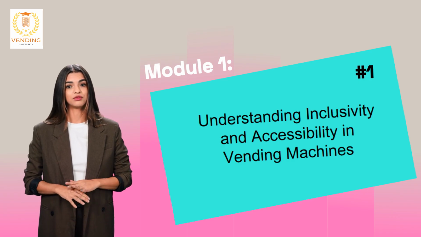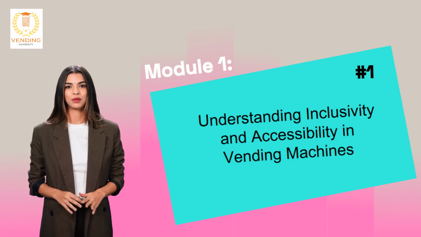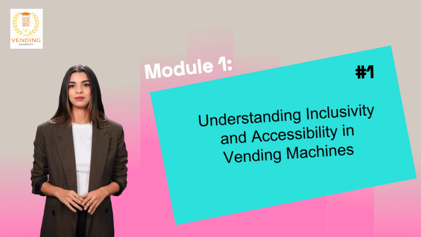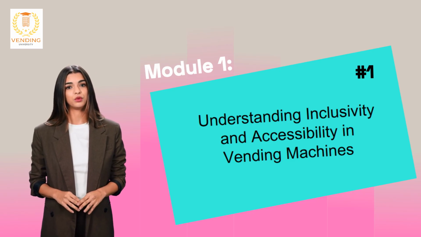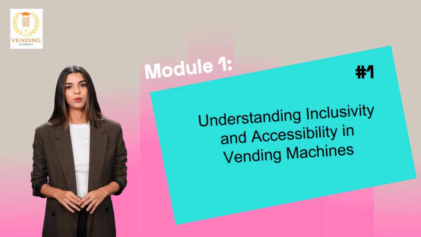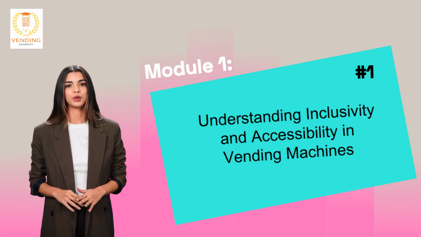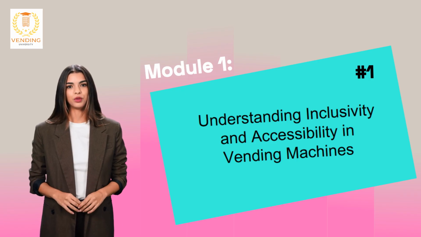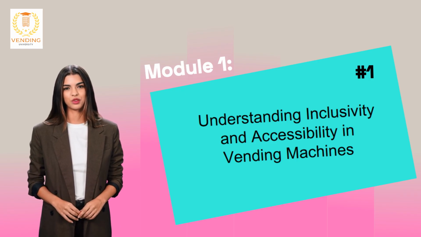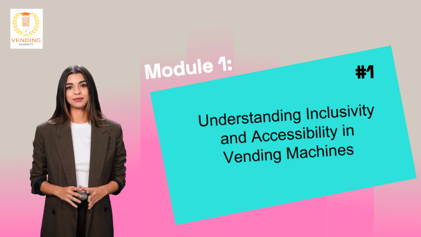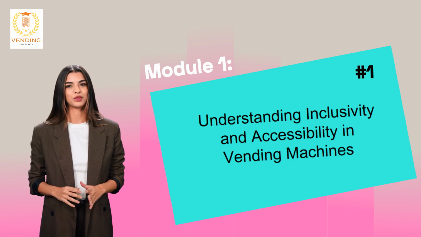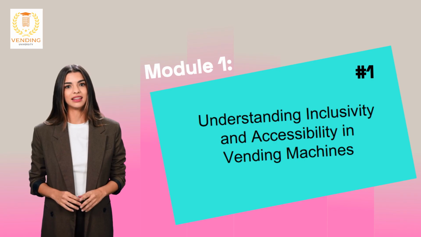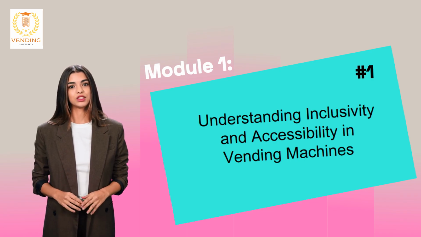Many vending machines fail to consider diverse user needs, which can exclude significant groups. For example, individuals with mobility impairments may struggle to reach controls that are too high or too far away. People with visual impairments might find it difficult to use machines without tactile buttons or audio assistance. Those with cognitive disabilities may be confused by complicated interfaces. This module highlights how inclusive design addresses these challenges by anticipating and meeting the needs of diverse users.